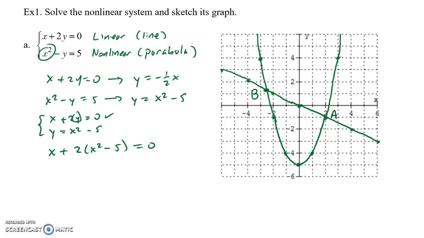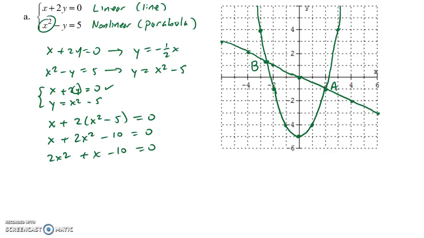Okay, if we distribute the 2, we would obtain x plus 2x squared minus 10 equals 0. And rearranging terms, we obtain 2x squared plus x minus 10 equals 0. We should recognize this now as a quadratic equation in x, and we can solve this quadratic by factoring or using the quadratic formula. If it's possible to factor, that should be easier. So let's see if we can factor this polynomial.